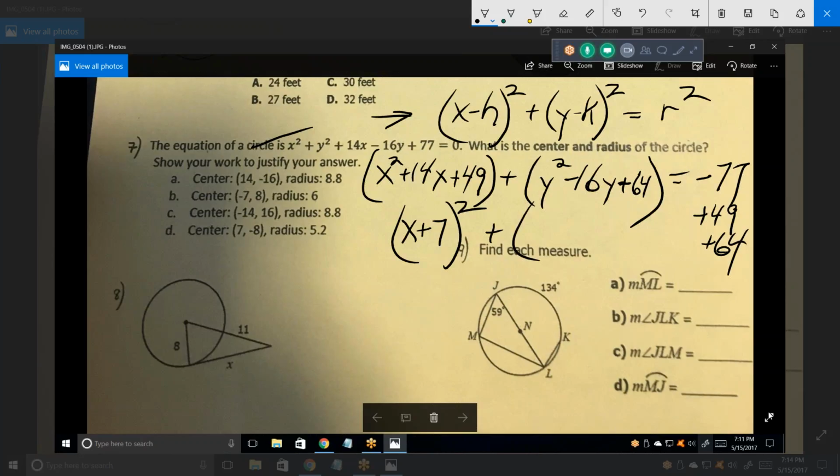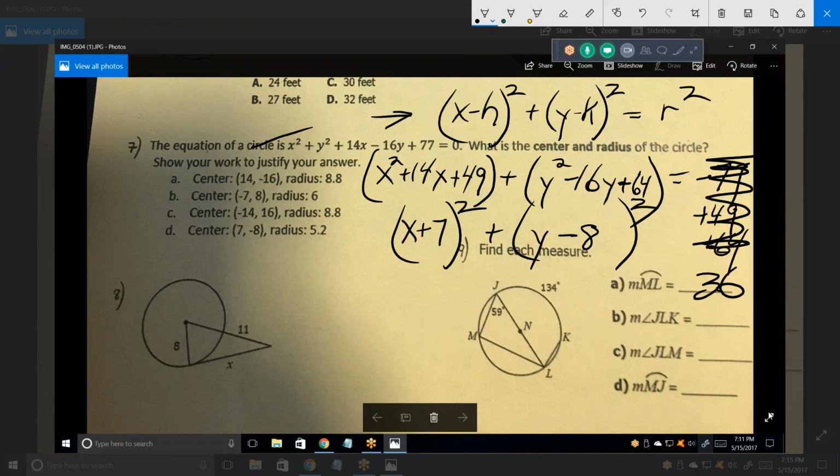This becomes what? Let's see, y minus 8. It maintains the sign of the middle term. In other words, you got to make sure that when you square this, you get this. If it was plus 8, you'd have a plus 16y there. And then the right side, I got 113 minus 77, what is that, 36?